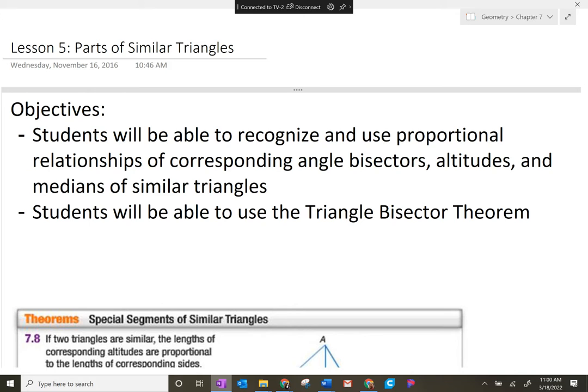All right, so by the end of the lesson, you will be able to use proportional relationships when we have two triangles, corresponding to angle bisectors, their altitudes, and then the medians of similar triangles. So we'll have two triangles. And the other part we'll do is that you will be able to use the triangle bisector theorem to compare one triangle to itself. We're going to have a bisector that goes through it, so we'll only have one triangle, but we will be able to compare that to itself.